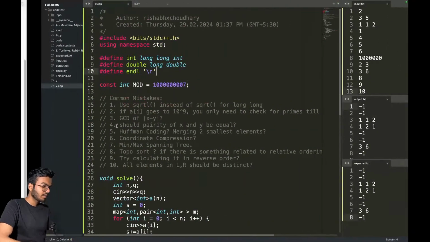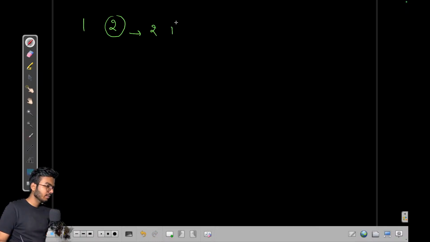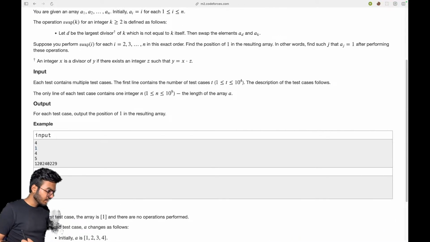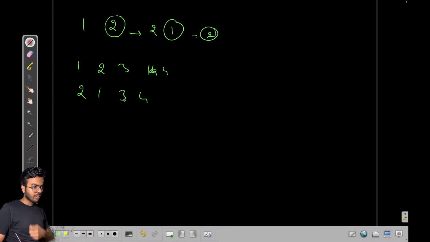Okay. So let's see how we can approach this. Let's say we have 1 and 2. For this, I think it will become 2 and 1. So the position of 1 is equal to 2. For n equals 1, it is 1. For 4, let's say we have 1, 2, 3, and 4. First, I will do it for 2. So I will swap 1 and 2. So it is 2, 1, 3, 4. And now, when I do it for 3, the largest divisor is still 1. So I will swap 2 and 3. So this will become 3, 1, 2, and 4.